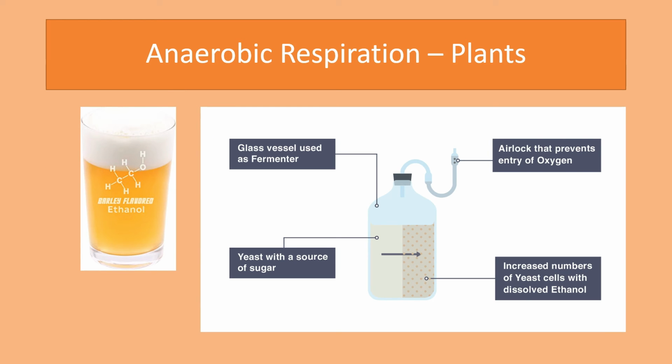Also, we can use the ethanol, so that's to make alcohol. So you put yeast with a source of sugar in anaerobic conditions. You prevent oxygen getting into the bottle, and it ferments and it produces ethanol.